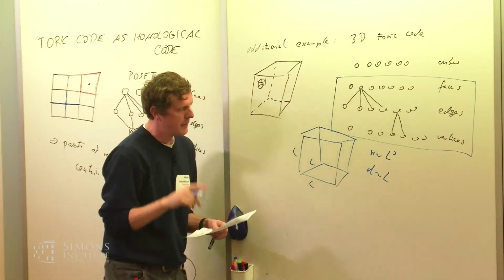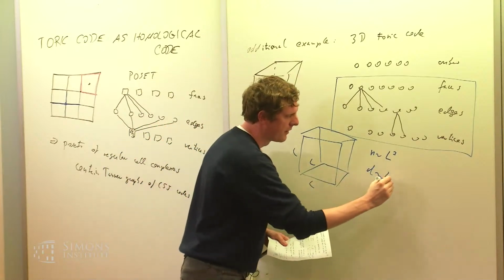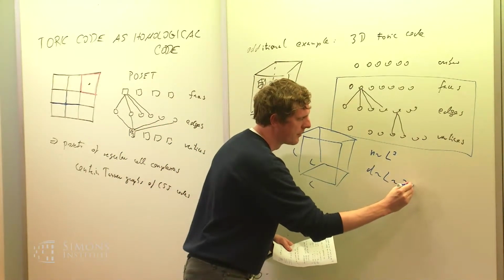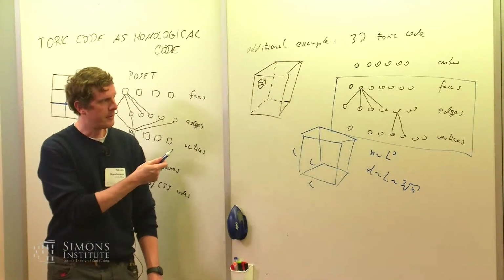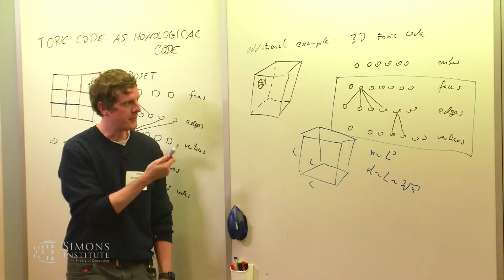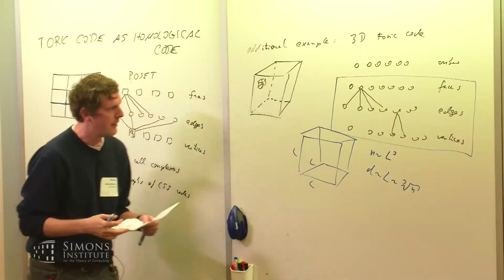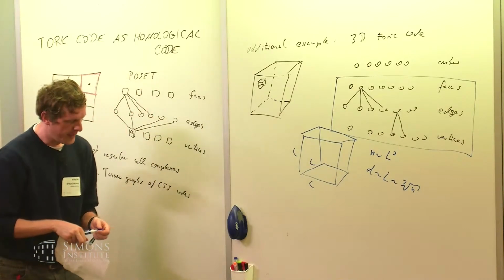But this means that our distance is just the third root of n, right? So we made a code, but this code is actually worse. It's less efficient. So this is not the way to go.